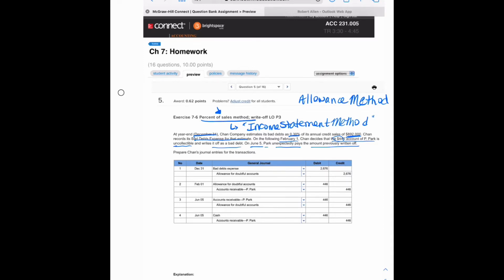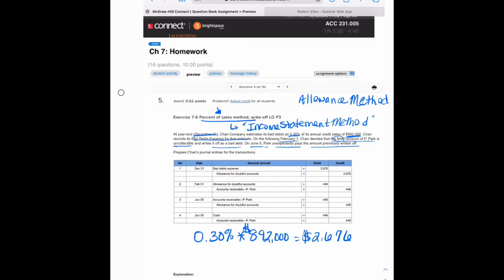So at the end of the year, we're making our estimate for how many accounts are going to be uncollectible. And in this case, it tells me that I have 0.3%. So I'll take 0.30% times my $892,000, and that will give me $2,676 that is going to that bad debt expense in this period.